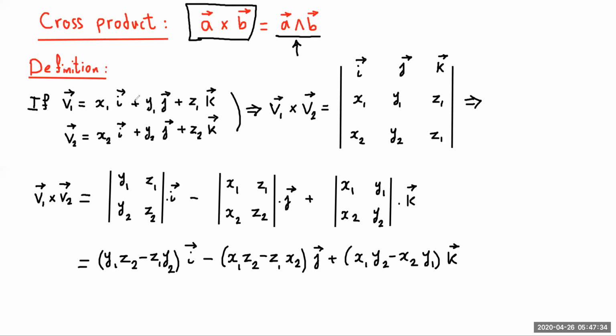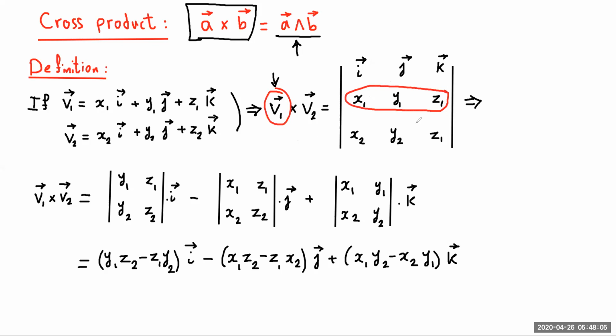Okay, definition. The cross product of two vectors v1 and v2 is given by the determinant of i, j, k; x1, y1, z1; x2, y2, z2. The order is important. The first vector is v1, so I have the first row here for v1.